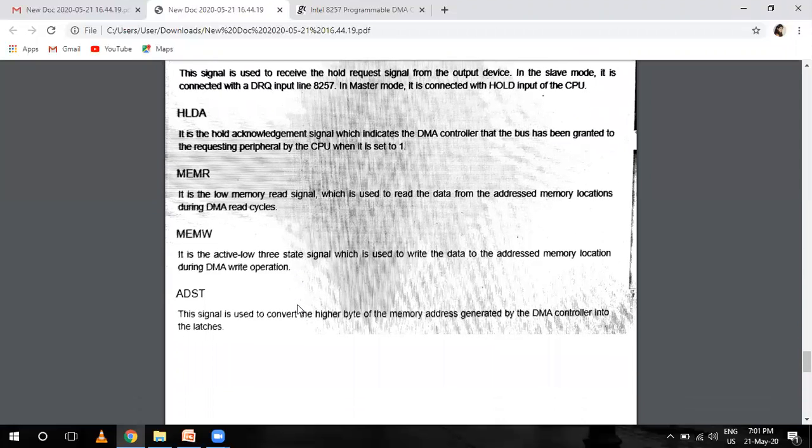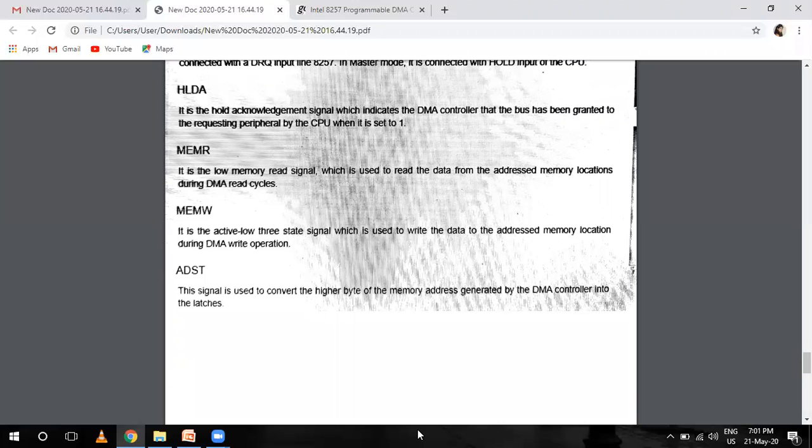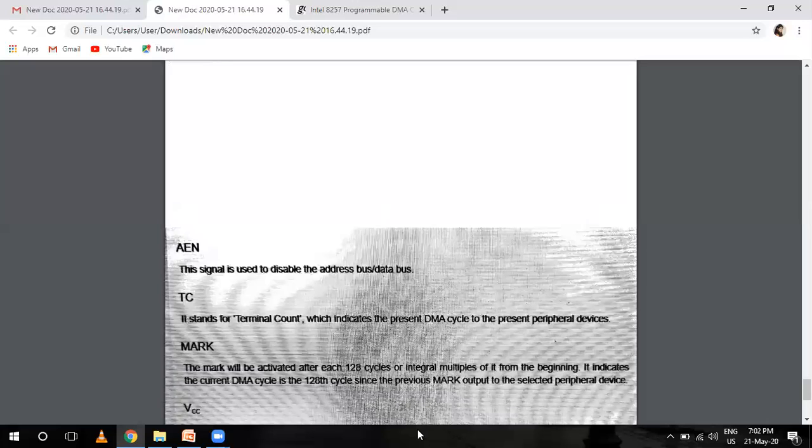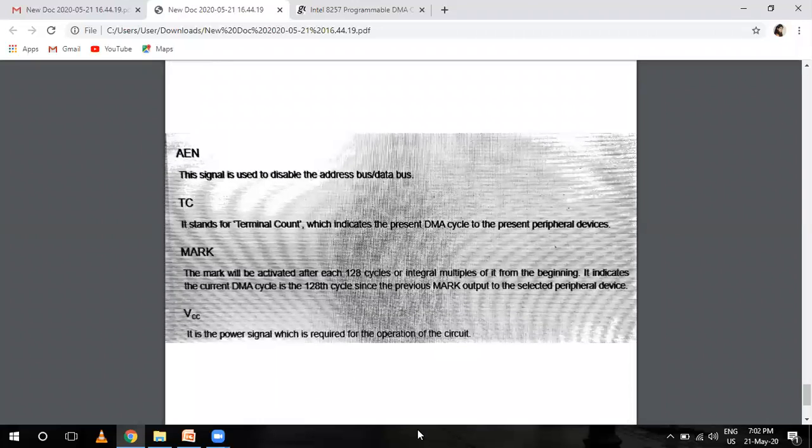Next is ADSTB. This is used to strobe the high byte of the memory address generated by the DMA controller into the latches. And that is AEN. The AEN signal is used to disable the address and data bus. TC stands for terminal count, which indicates the end of the present DMA cycle to the present peripheral device.